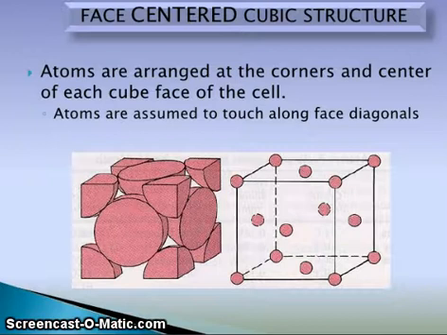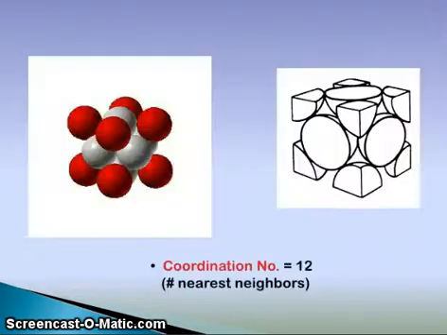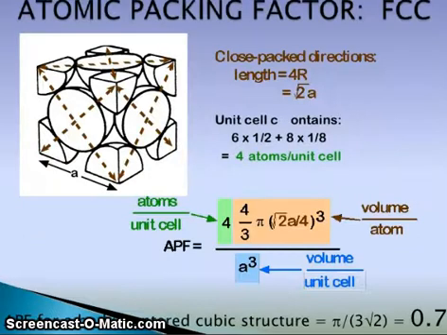Now face centered cubic structure: atoms are arranged at the corners and center of each cube face of the cell. Atoms are assumed to touch along face diagonals. So coordination number 12. Atomic packing factor FCC: close-packed direction length 4R is equal to root 2 a. Unit cell contains 6 times 1/2 plus 8 times 1/8. So APF you can calculate with the help of this formula.